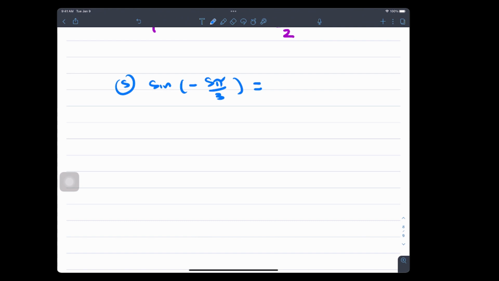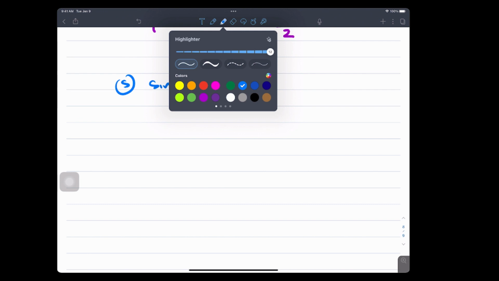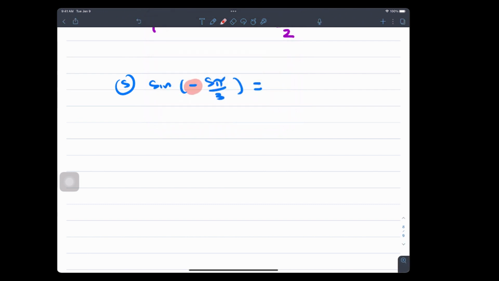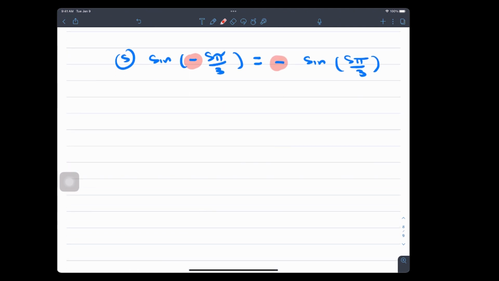What do you do with that negative? What do you do with the negative? Is sine even or is sine odd? So we can pull out that negative sign. Is that true? All right, so notate that. The negative sign is outside now. So you want to notate that.